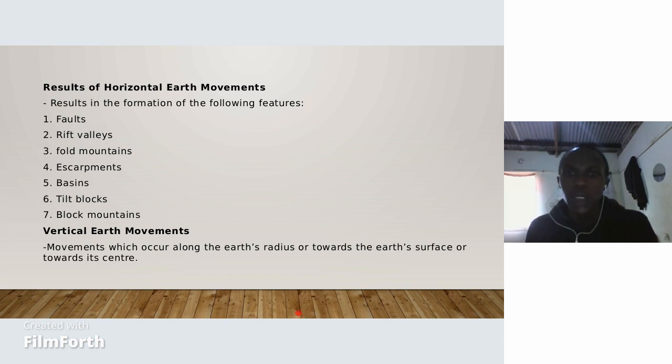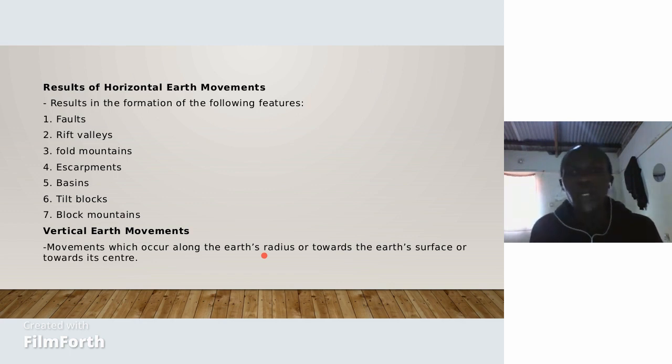Let's look at results of horizontal earth movement, or rather the features formed by horizontal earth movement. Number one, we say a result is faults or rather cracks. Our second one will be Rift Valley. And how do tensional forces result in formation of Rift Valley? We will look at that in our next class.